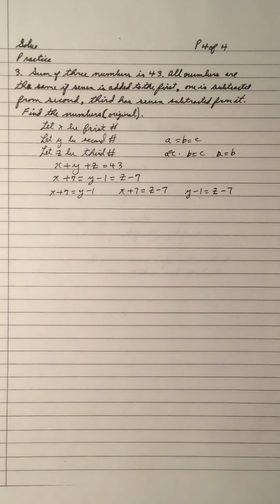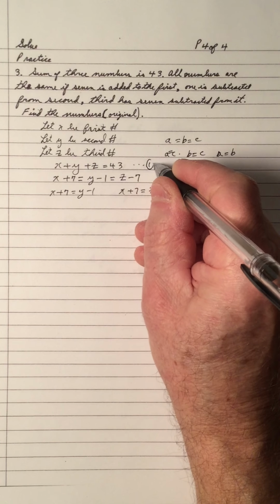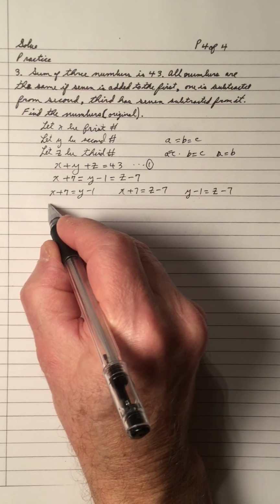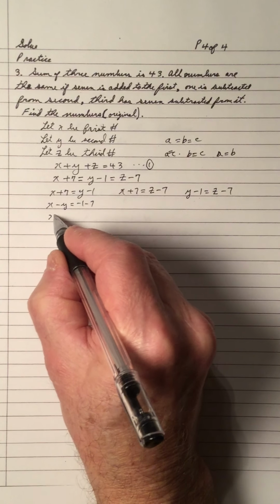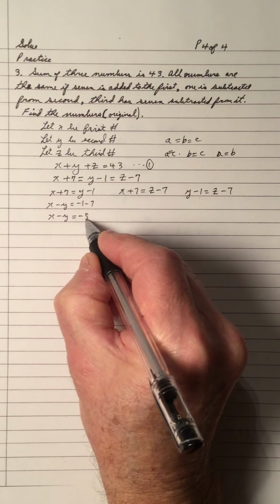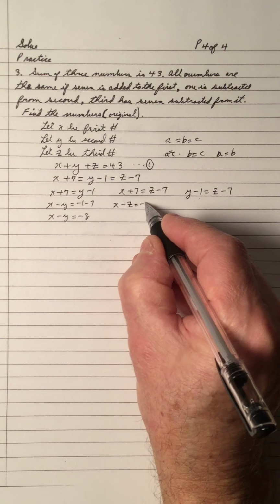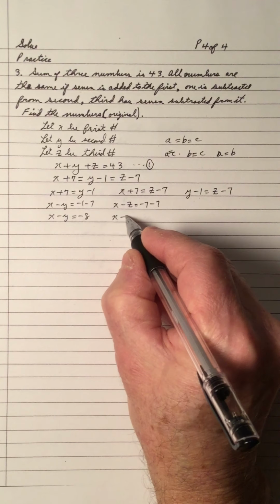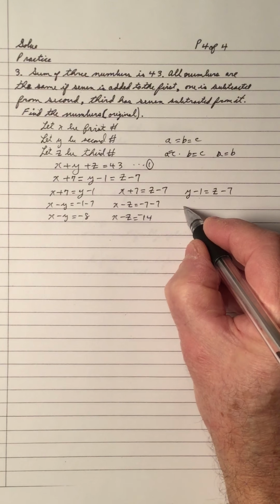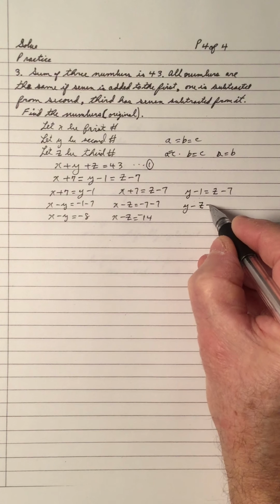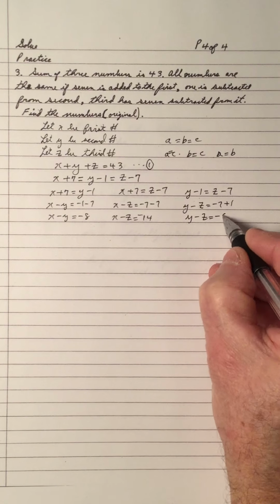So how are we going to solve it? Well, this is equation 1. If we fix this equation, x minus y equals negative 1 minus 7, we get x minus y equals negative 8. We can take this equation and go x minus z equals negative 7 minus 7. X minus z equals negative 14. And we can go y minus z equals negative 7 plus 1. So y minus z is equal to negative 6.